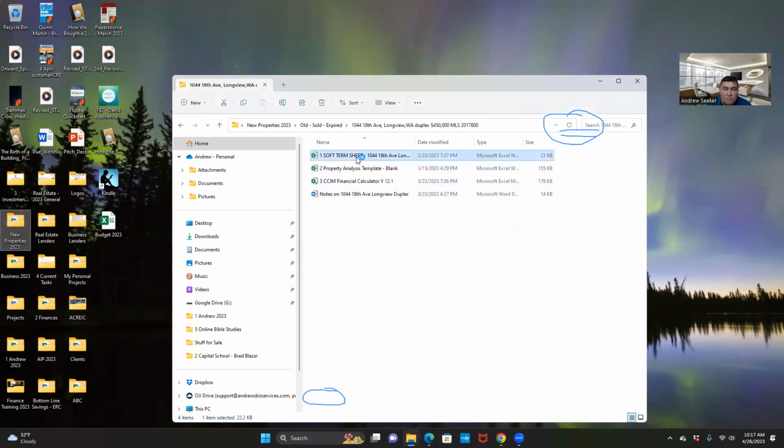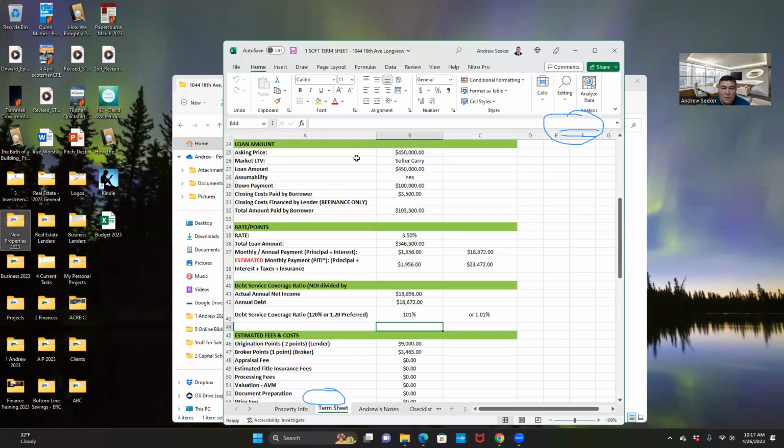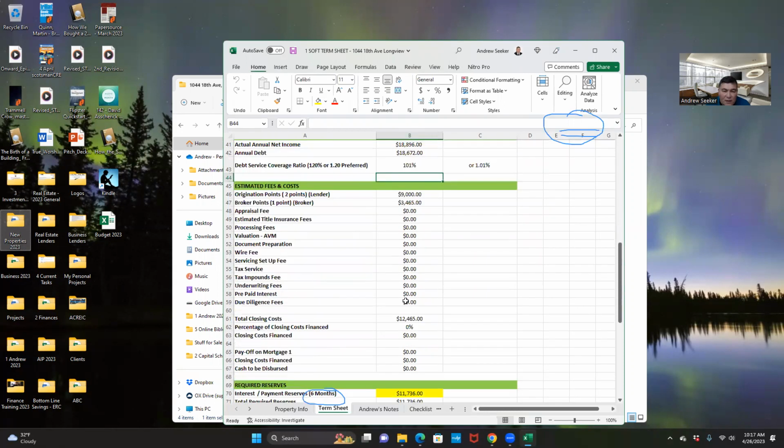Let's see here. Take a look at my soft term sheet. Yes, okay, that's right. It was 450. So I kind of put this all down here. If we gave them 100 down, our payments would be 1556. Our PITI would come out to roughly 2,000. I'm not sure what the rents were on this. I don't think I got that information.